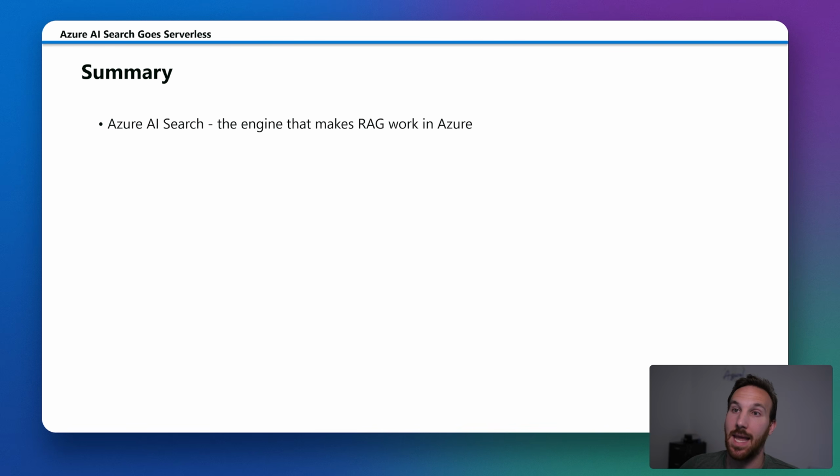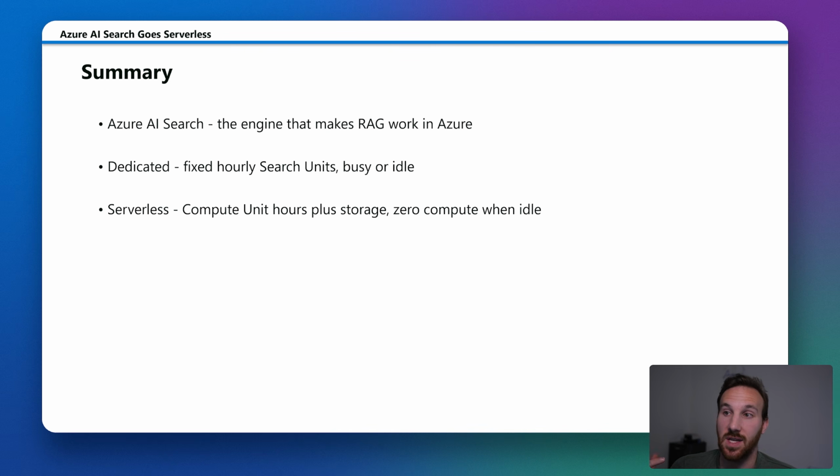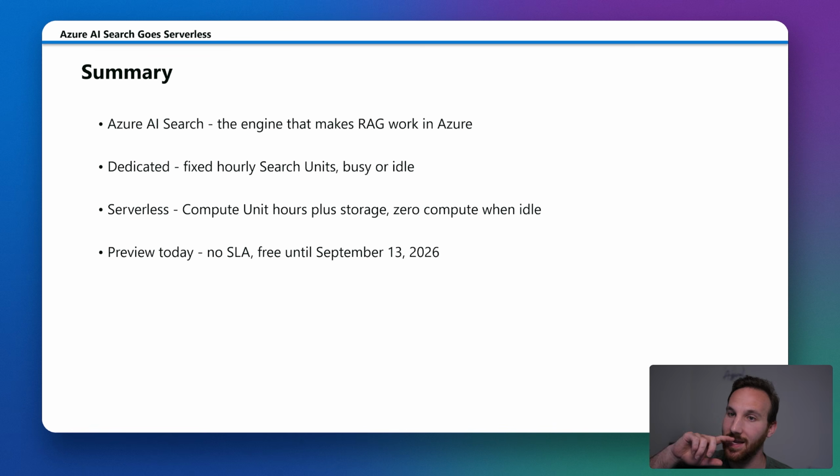In summary, AI search is the engine that makes all RAG scenarios and patterns work for AI agents in Azure. You can use the dedicated tier for AI search. That's what's been around for a while. It's a fixed hourly rate, but you need to make sure you're using as much of that capacity as possible. Otherwise, you're probably losing money. Serverless is all about just paying for what you use. It's calculated with the compute unit hours and then the storage for your indexes. It's in preview today, there's no SLA, and it's free to use until September 13th, 2026.